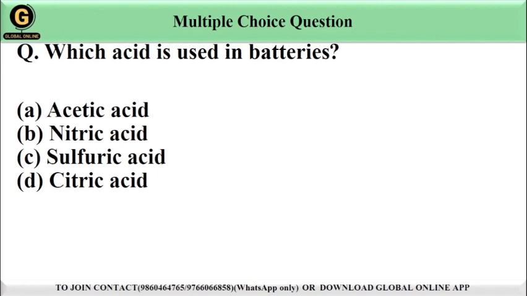Which acid is used in batteries? We have options here. Option A is acetic acid, option B is nitric acid, option C is sulfuric acid and option D is citric acid.